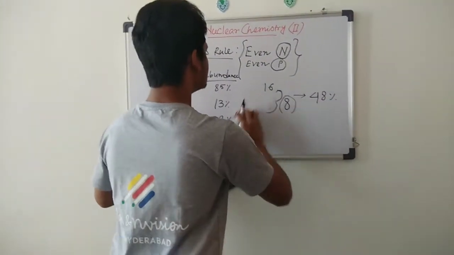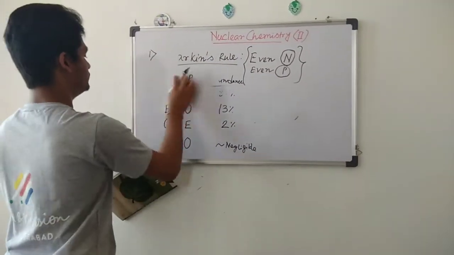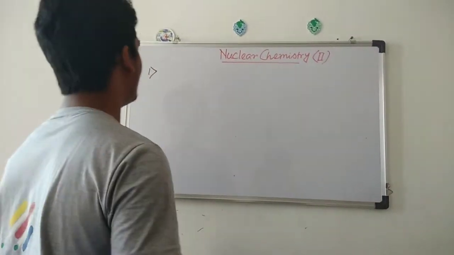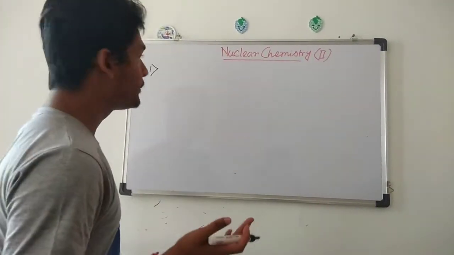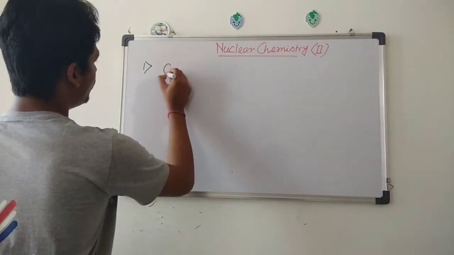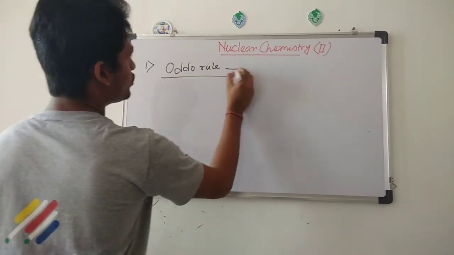Now let me come to the next point. This is according to Harkins. I told you this is Harkins rule as well as Harkins-Oddo rule. But Oddo himself gave one more characteristic as a rule, which is called only the Oddo rule. What does it tell?